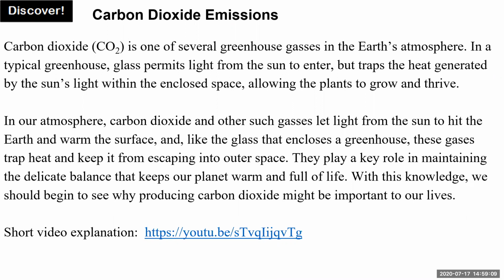Now, carbon dioxide, or CO2, as a chemical formula for carbon dioxide, is one of several greenhouse gases in the Earth's atmosphere. Now, in a typical greenhouse, glass permits light from the sun to enter, but traps the heat generated by the sun's light within the enclosed space, allowing the plants to grow and thrive. Now, if you remember, this is still a math class, though. This is not a science class, but this is a very important concept for us to know.